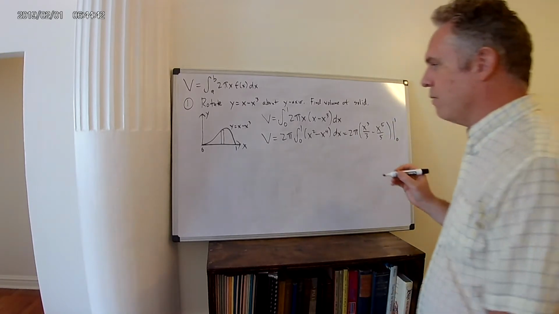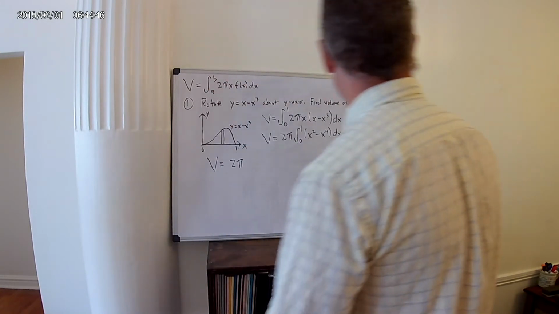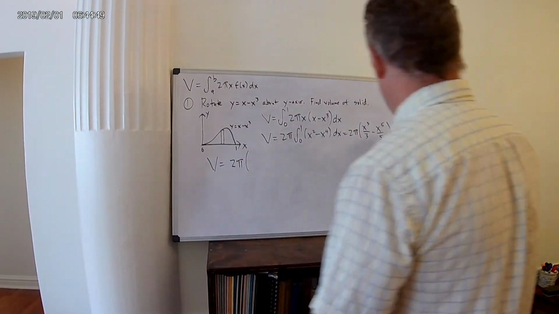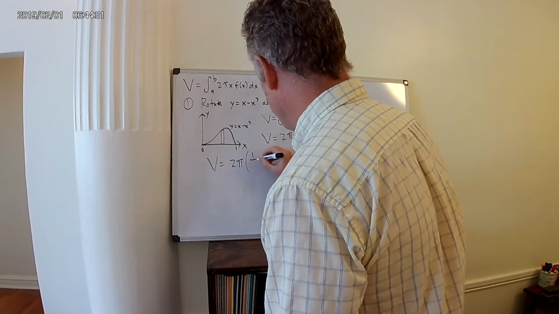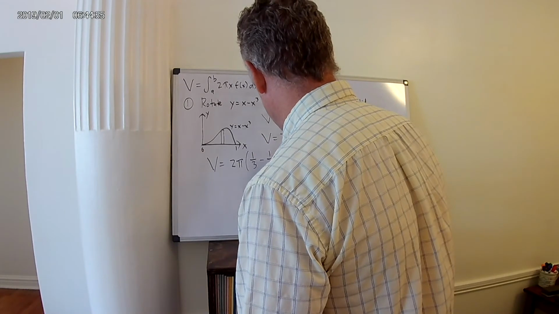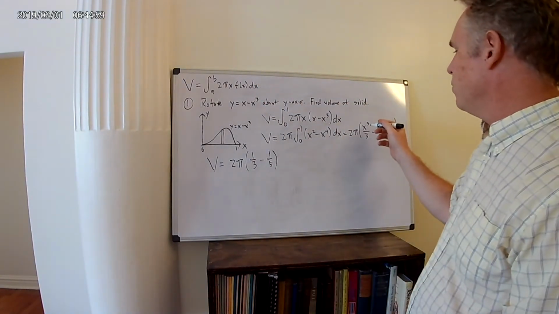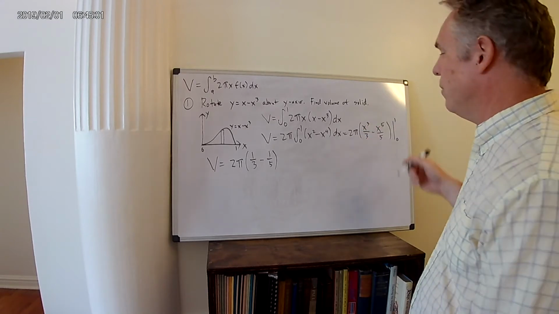We're trying to find our volume here, so our volume will equal 2 pi. Now if we plug in 1, our upper limit, 1 cubed is 1, so we get 1/3. 1 to the 5th is 1, we get minus 1/5. And then if we plug in the lower limit, that's just 0 because we have powers of x here. So the lower limit is just 0.